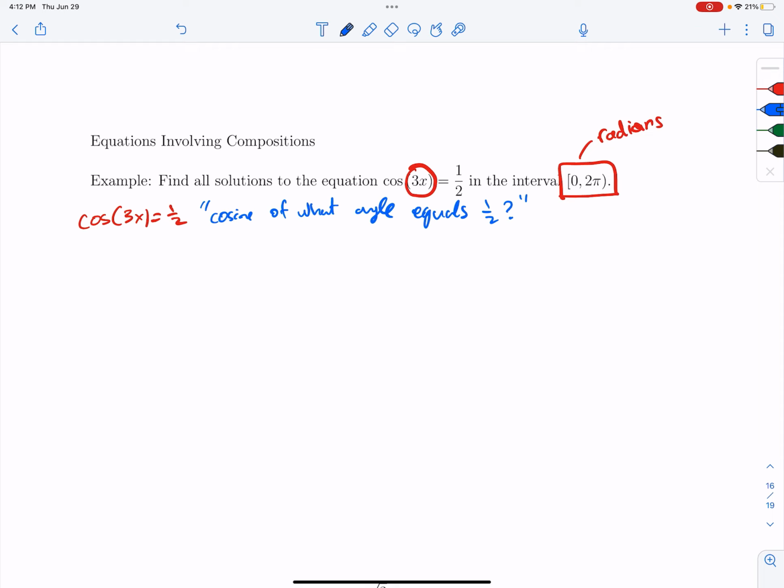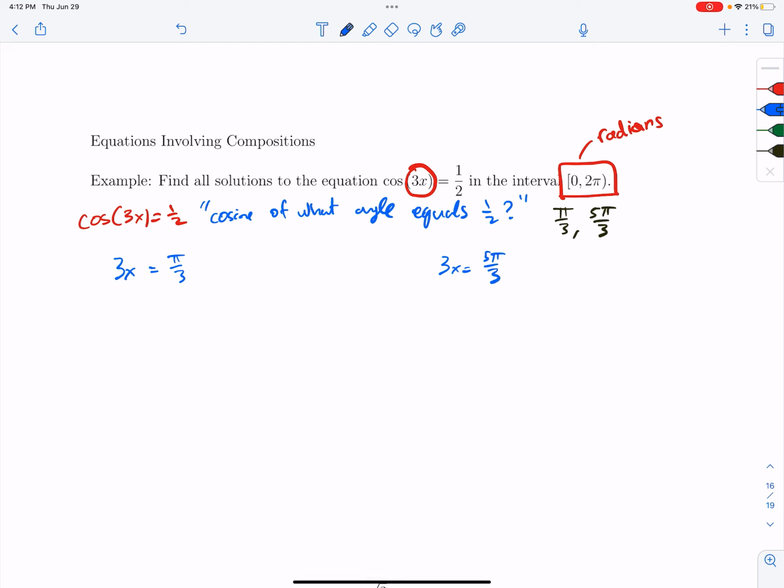So when does cosine equal 1/2? If you think about the unit circle, cosine is positive in quadrant 1 and 4. So in radians, that angle is going to be pi over 3 and 5 pi over 3. If you're not sure, just double check that on a unit circle. So what we do is we take the argument 3x, and I'm going to set that equal to pi over 3. And then I'm going to take 3x, and I'm going to set that equal to 5 pi over 3.